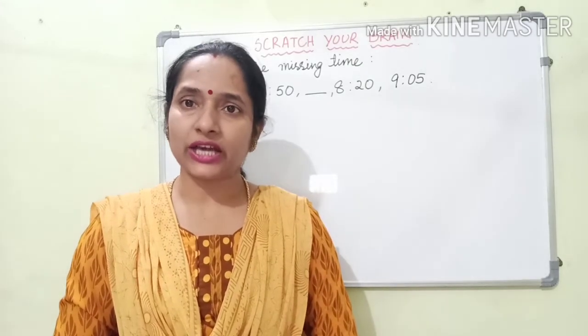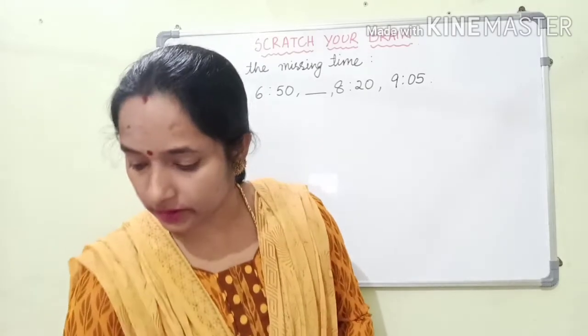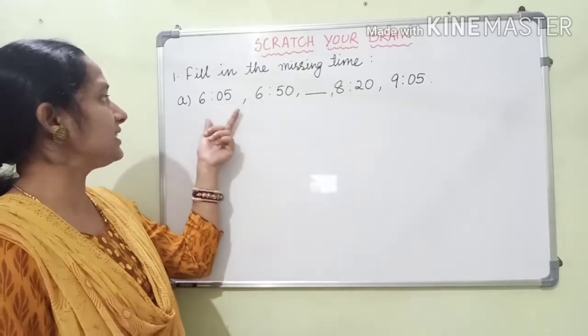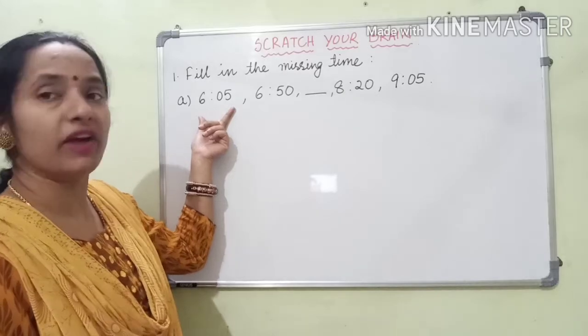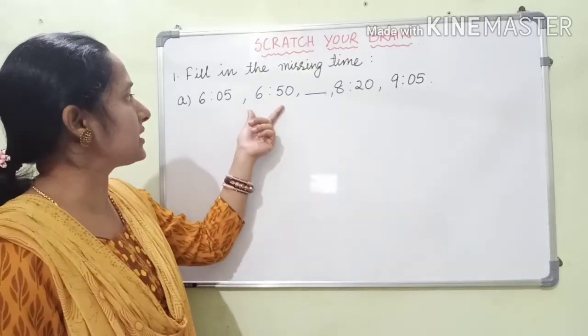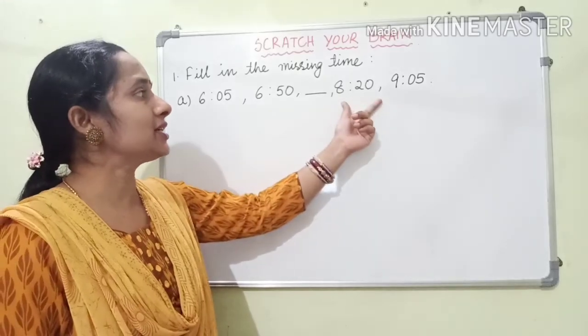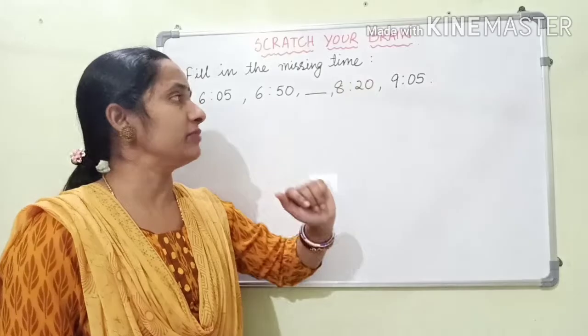Fill in the missing time, and find out how to find the missing time given over here. Here in our question, the series is in this way. The first term in it is 6 hours 5 minutes. Second term is 6 hours 50 minutes. Third term is missing. Fourth term is 8 hours 20 minutes. And the fifth term is 9 hours 5 minutes.